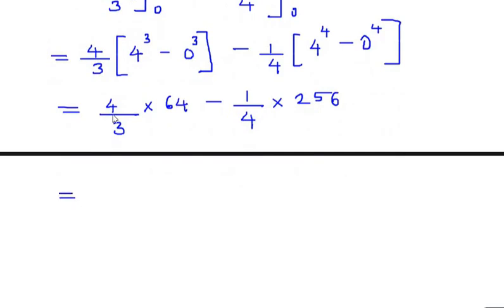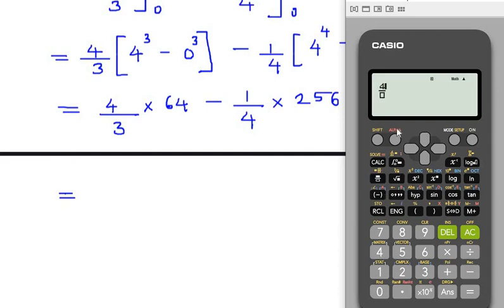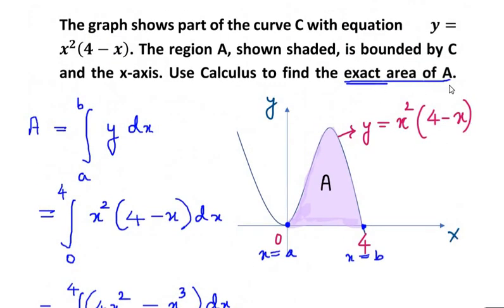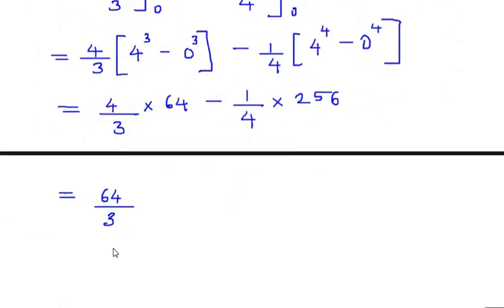So let us calculate and see how much we get. So it is 4 over 3 multiplied with 64 minus 1 over 4 multiplied with 256. So we get the answer as 64 over 3. So write here as 64 over 3. Do not change it to decimals because they have asked the exact area to be found. So if you have got it as a fraction, keep the answer in terms of fraction. This is your final answer.